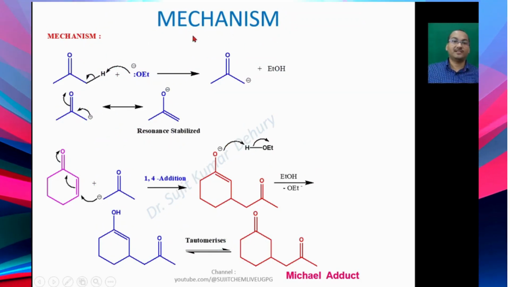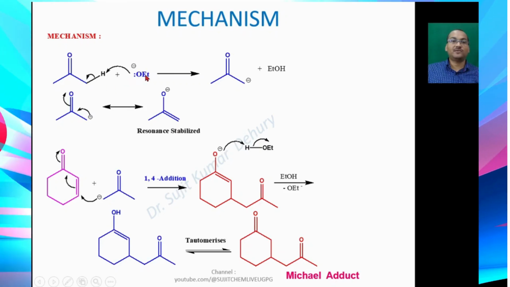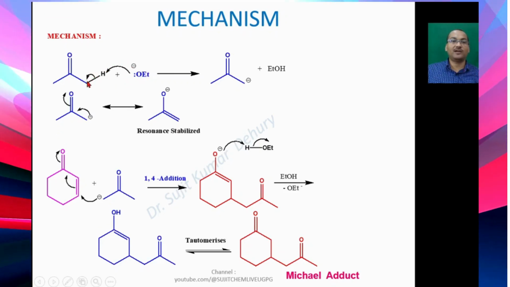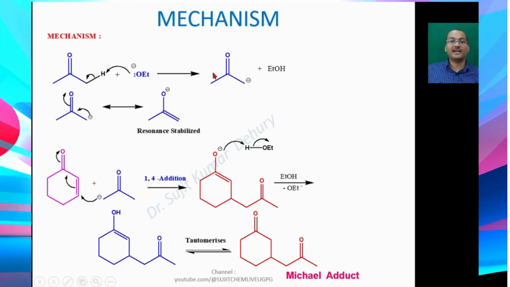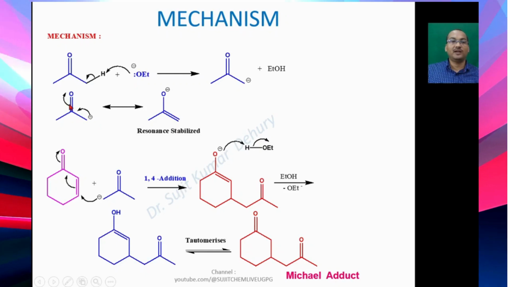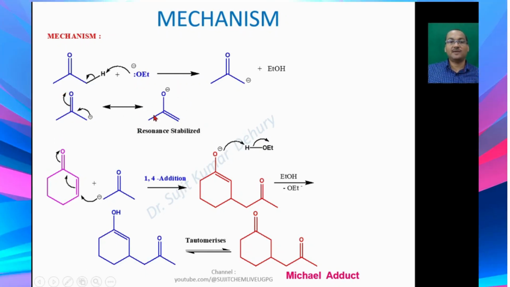So what is the mechanism? We have acetone in the reaction medium. Ethoxide will take the proton and this C-H bond will break on this carbon. So you generate this carbanion which is resonance stabilized. O minus will come here and C double bond will break on oxygen. So this is resonance stabilized.